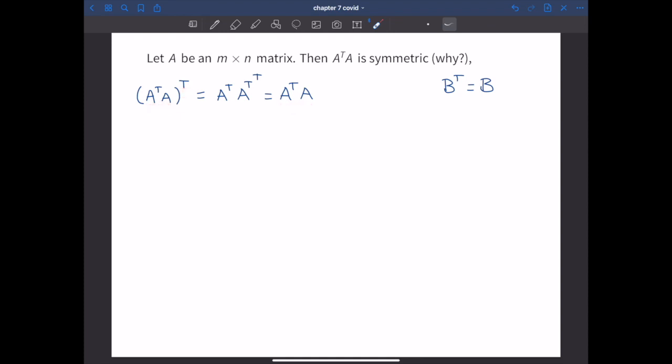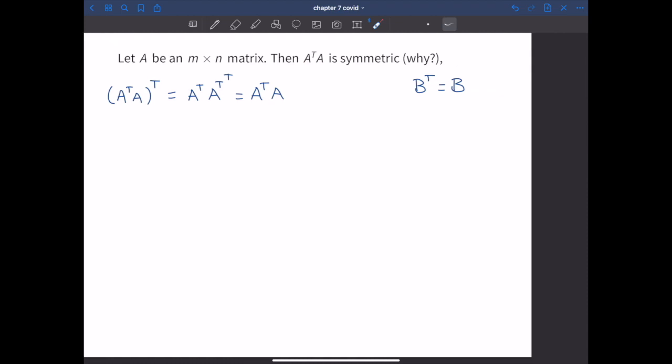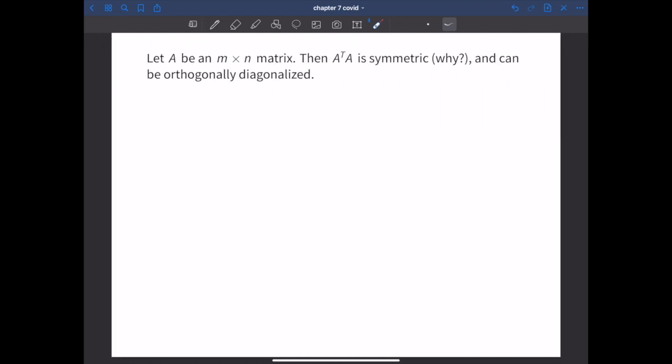Again, this should be emphasized: A itself doesn't have to be symmetric. It doesn't even have to be square. But A transpose A will be square and it will be symmetric. All right, so if A transpose A is symmetric, then last class in section 5.4, we learned that symmetric matrices are orthogonally diagonalizable. Therefore, since A transpose A is symmetric, it can be orthogonally diagonalized.